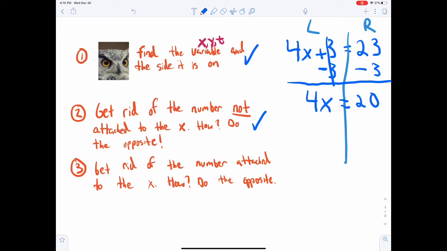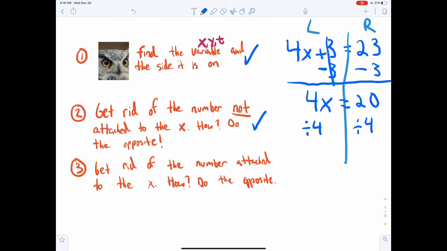It says get rid of the number attached to the x. So now we're going to get rid of the number that's directly attached to the x. That would be the 4. Now, the question, how? Do the opposite. So what's the opposite here? Well, are we dividing the 4 and the x right now, or are we multiplying? We're actually multiplying. There's an invisible multiplication sign when a number and a letter are next to each other. So we're multiplying, so we've got to do the opposite of that. Divide. We're going to divide by 4.